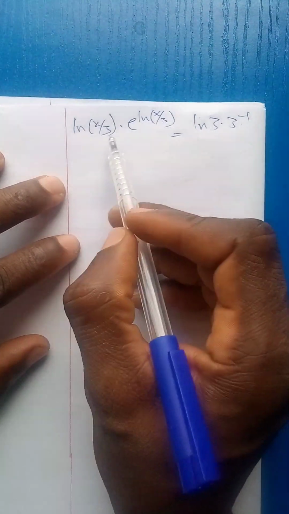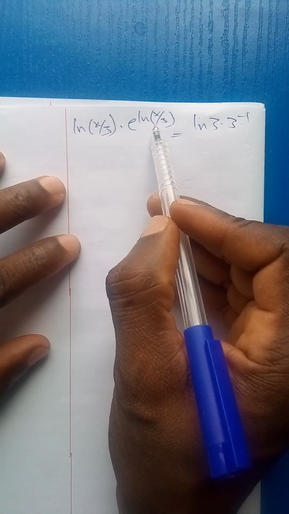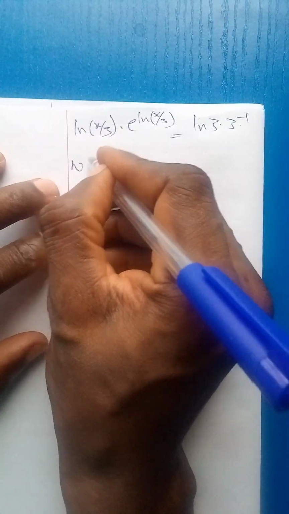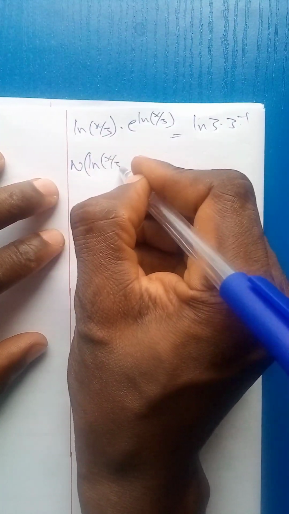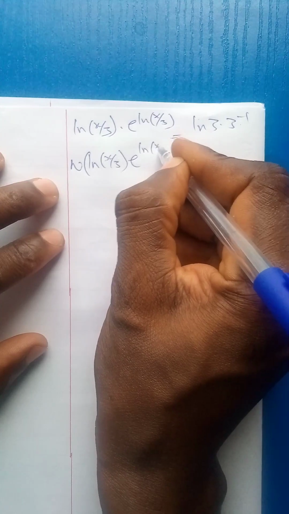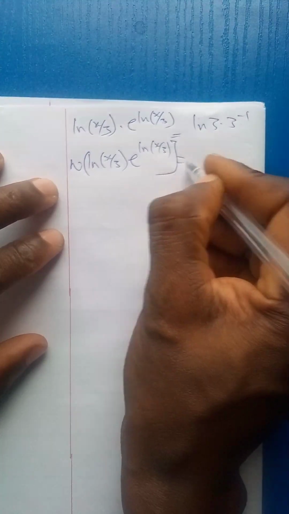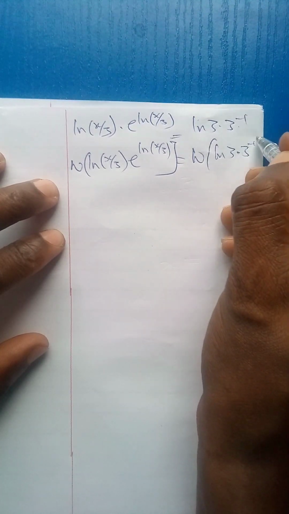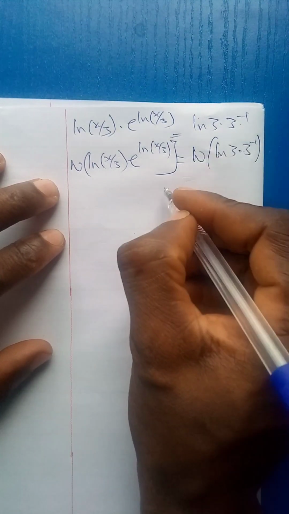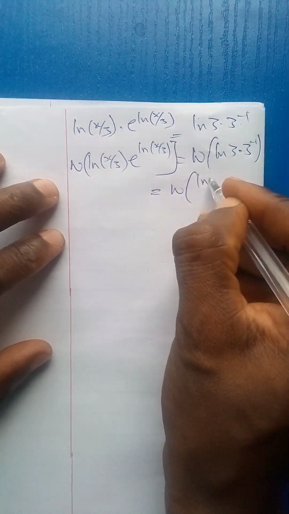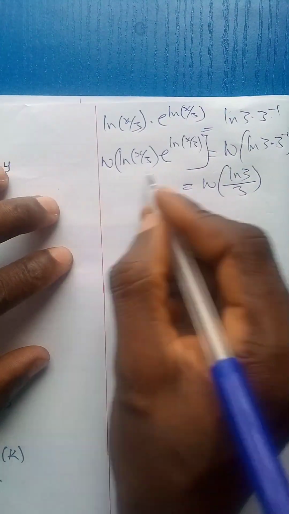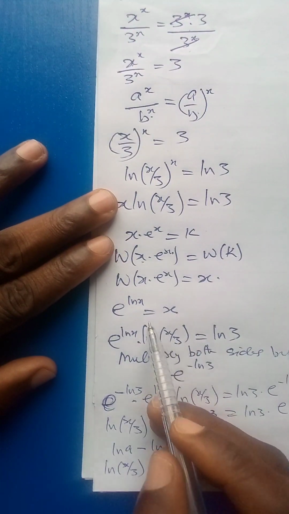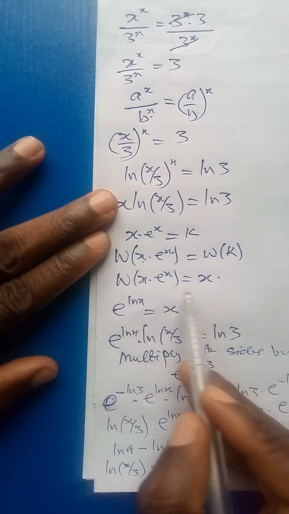Now we see that the base and the exponent are the same, so I can find the Lambert W of both sides. So I'll take W of this side, ln of x over 3 times e to power ln of x over 3 is equal to W of ln 3 times 3 to power minus 1. Now, rewriting this part, I have W of ln 3 over 3. And this part remains the same. Or I can now apply this Lambert W property, which is this.